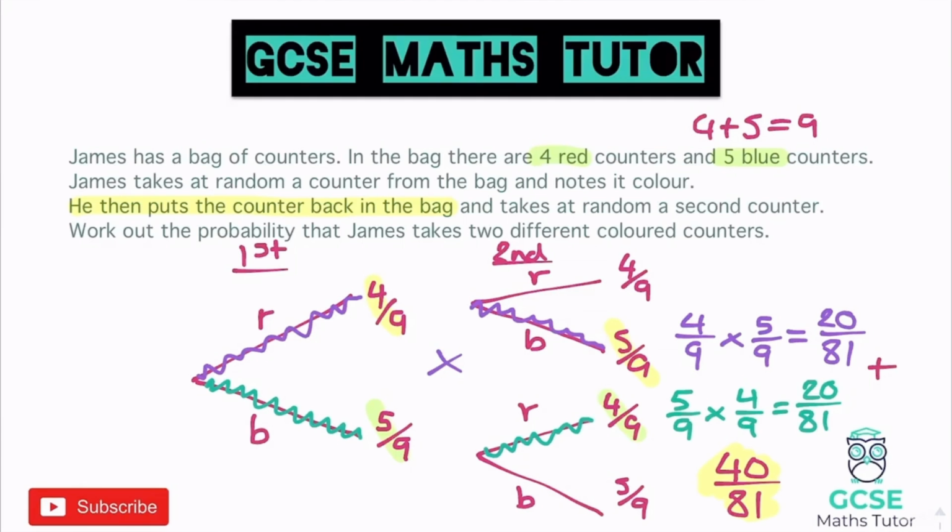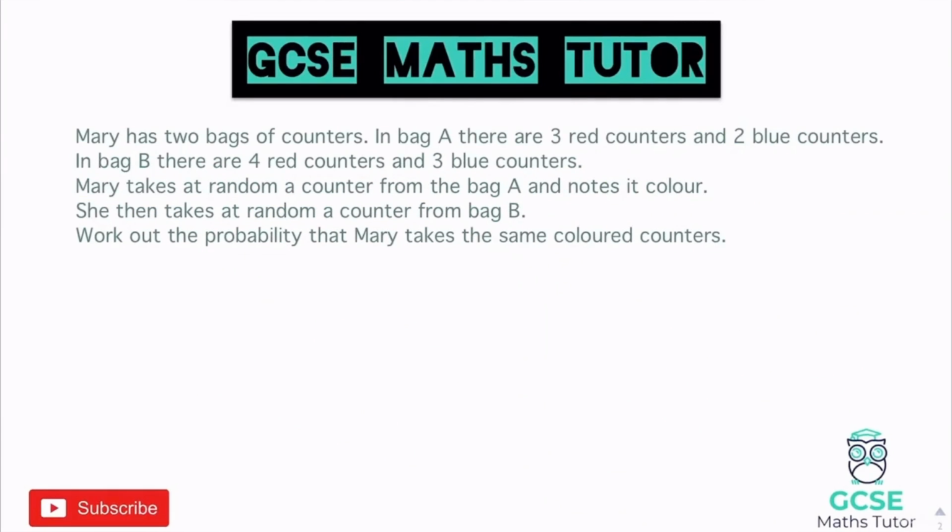So let's have a look at a slightly different question. Okay, so this question here says Mary has 2 bags of counters. In bag A there are 3 red and 2 blue, and in bag B there are 4 red and 3 blue. It says Mary takes at random a counter from bag A and notes its colour. She then takes at random a counter from bag B. Work out the probability that Mary takes the same coloured counters.